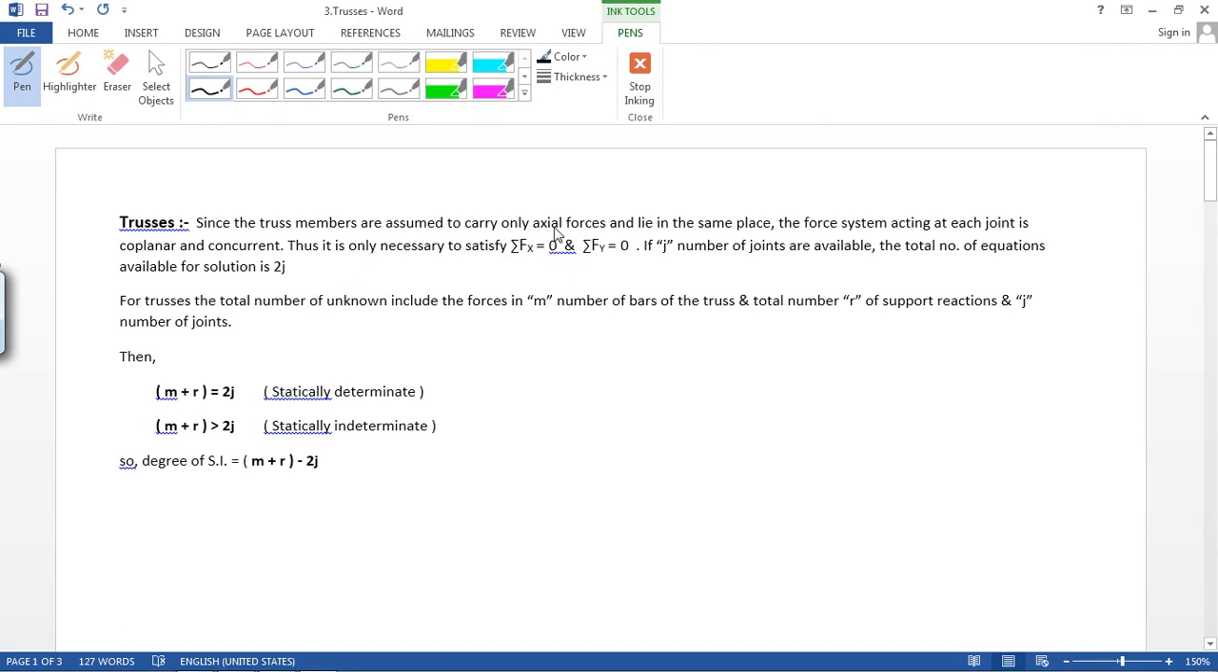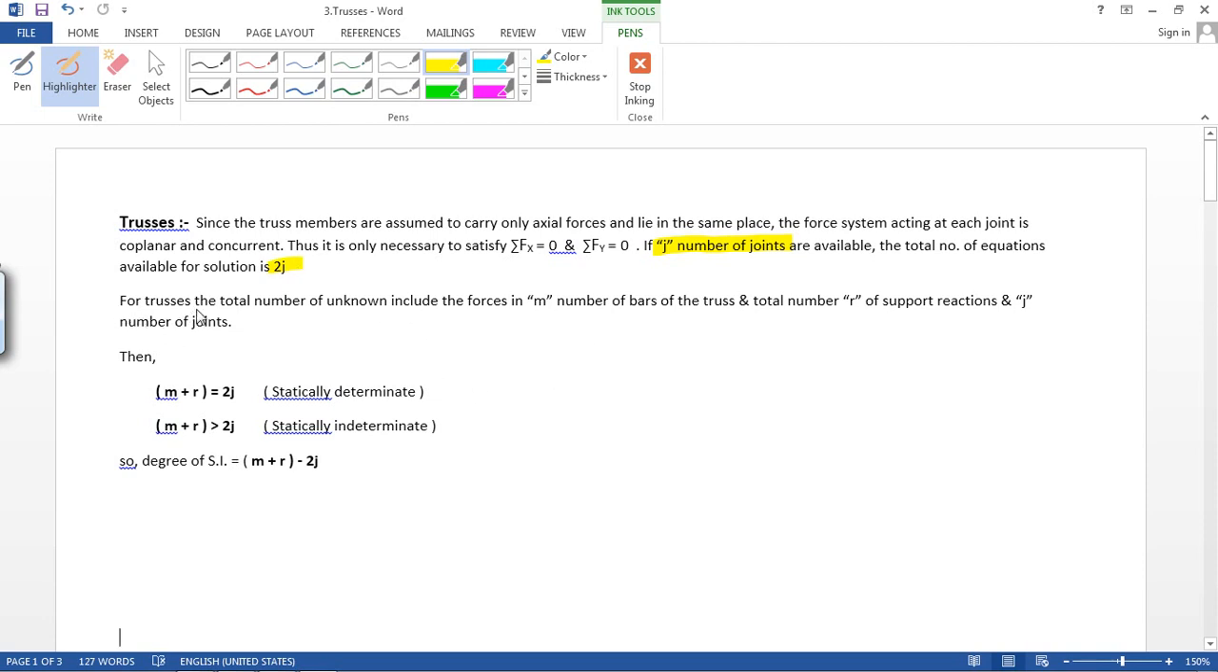Since the truss members are assumed to carry only axial forces and lie in the same plane, the force system acting at each joint is coplanar and concurrent. Thus, it is only necessary to satisfy the summation of all forces in the x direction and the summation of all forces in the y direction equal to 0. If J is the number of joints available, the total number of equations available for solution is 2J.